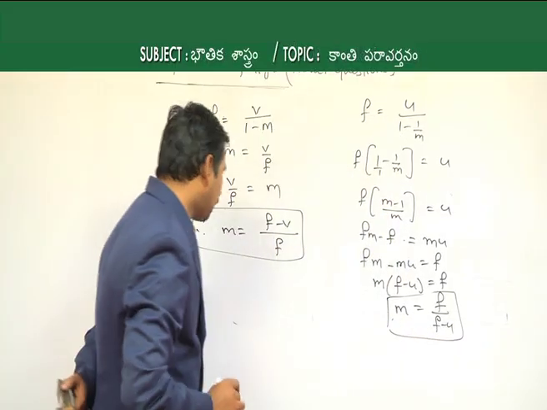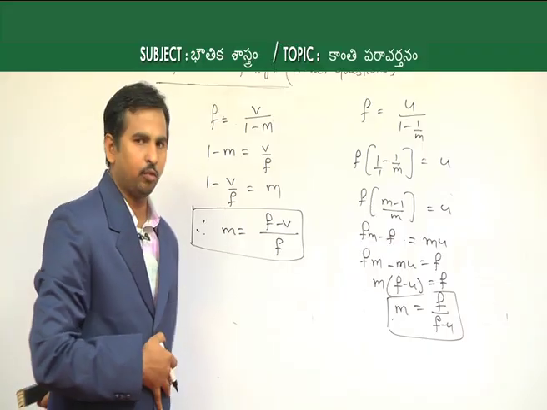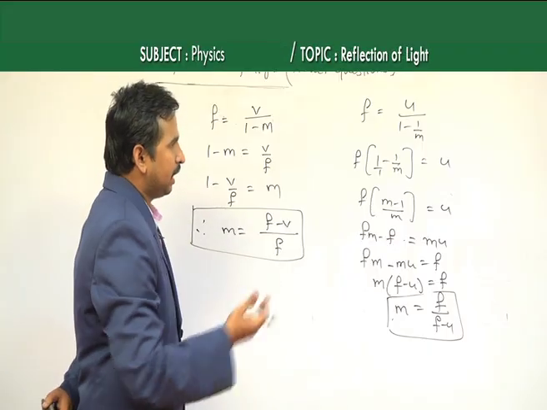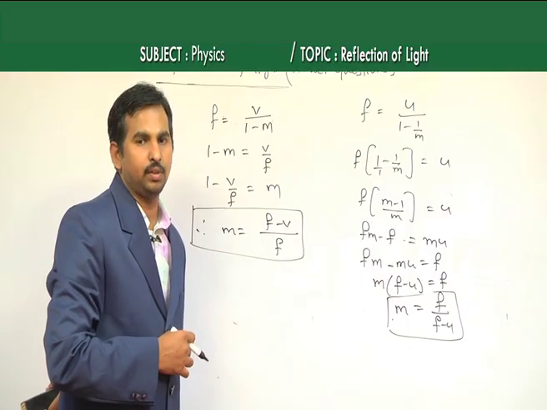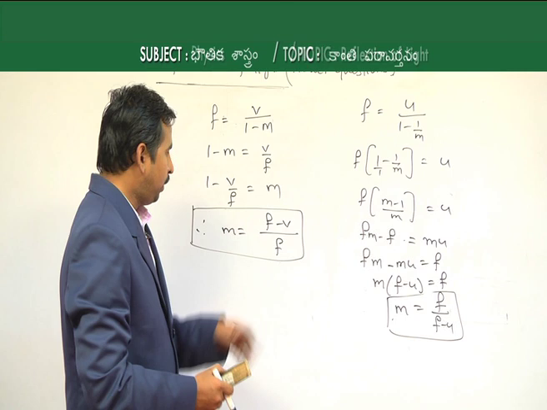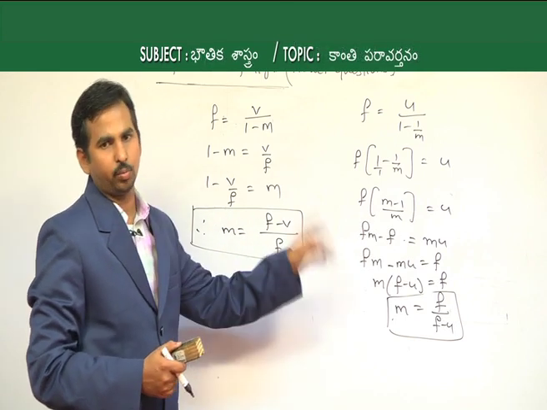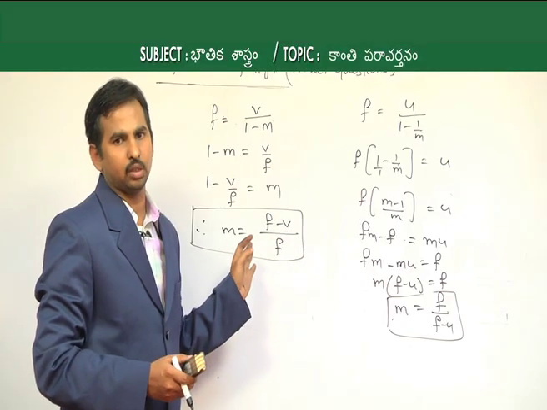So, we can have the magnification formula by using (f minus v) by f or f by (f minus u), or m is equal to, as we already know, minus v by u. Depending on the given problem, we can adjust our magnification formula, depending on +1 or -1 also we can take.